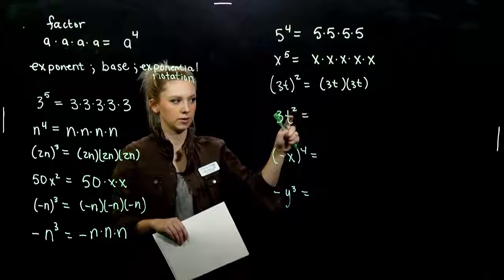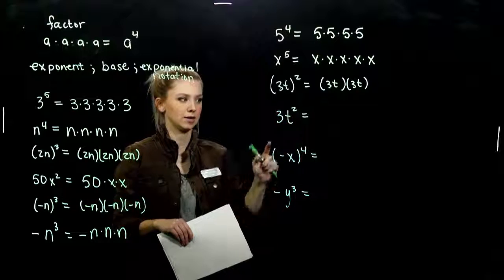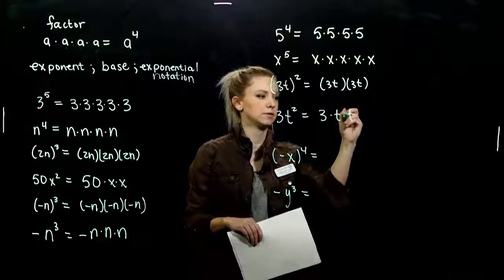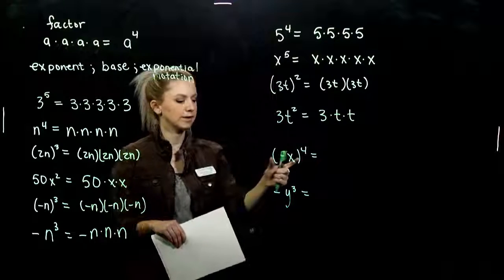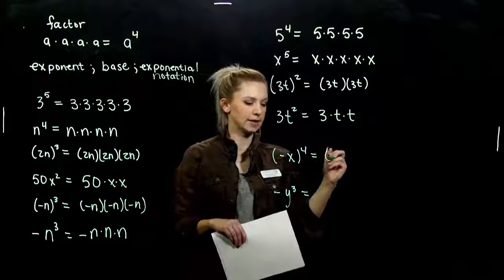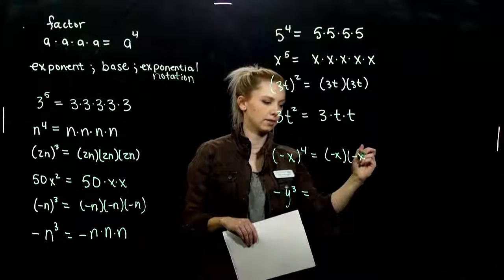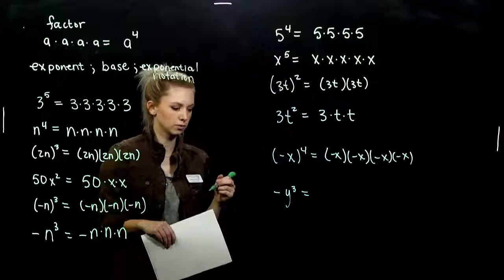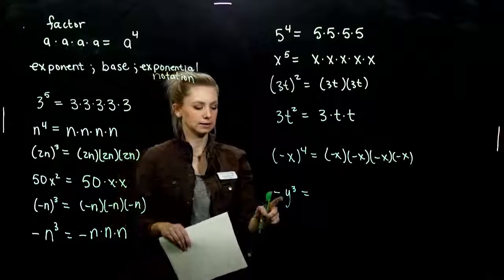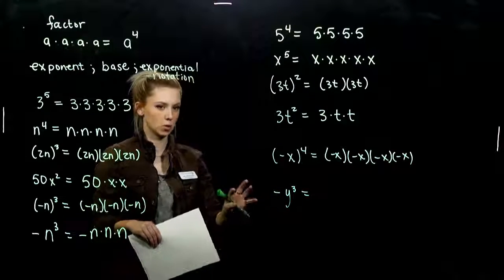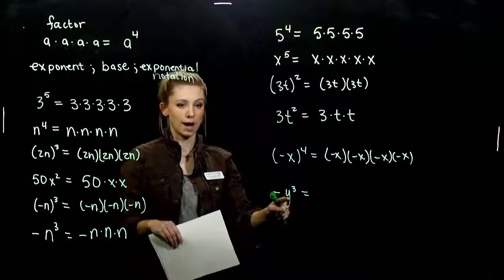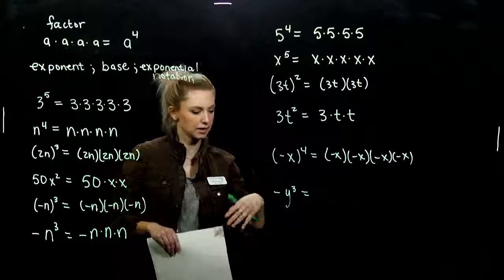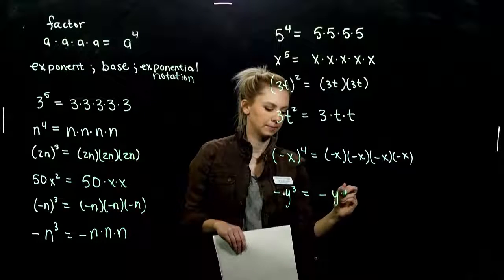But here, the base is only t. Squared is only attached to t, so we've got 3 times t times t. And again here, the entire base is negative x. Negative x. Negative x. Negative x. 4 times in total. And last, again, our base is what? Just y. Y times itself 3 times, times a negative in the end.